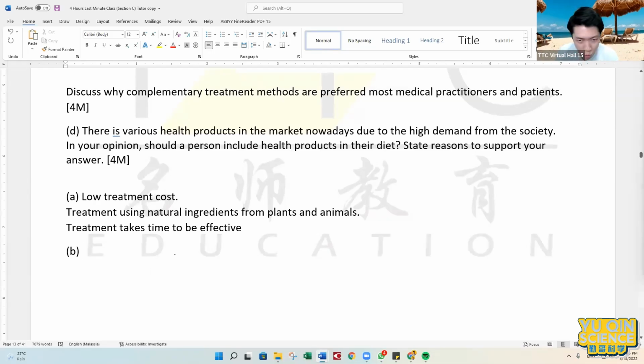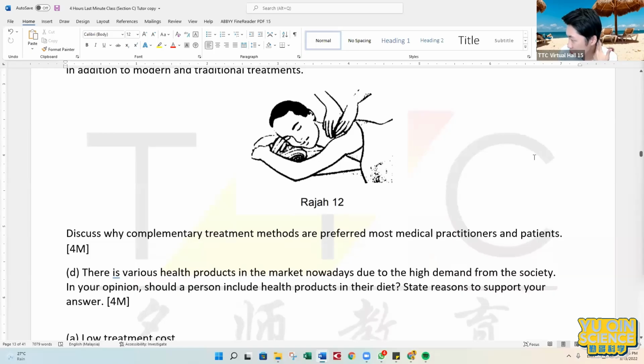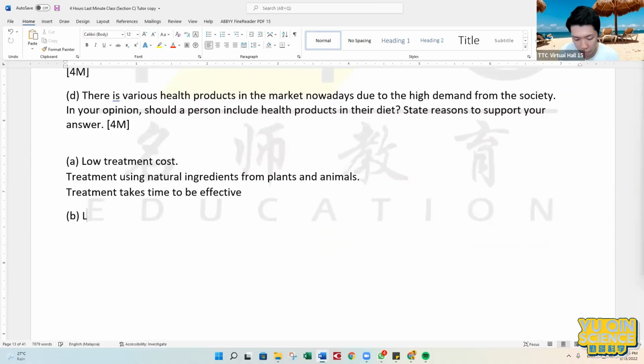That means if you don't really treat it and ignore modern methods, you still stick to natural methods. I would say, don't say die. Okay, you know that's not your answer. Less effective and slow recovery. Cancer is just an example. Don't worry about it.